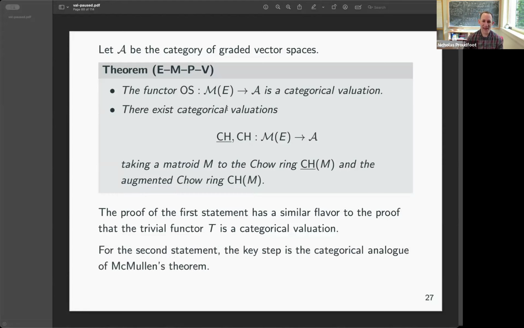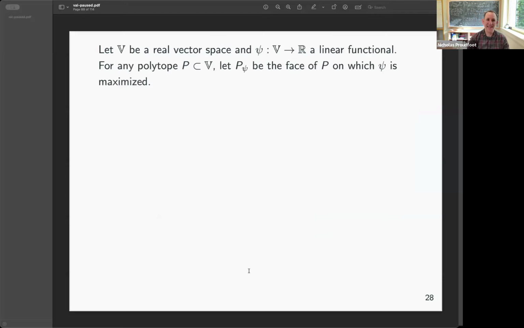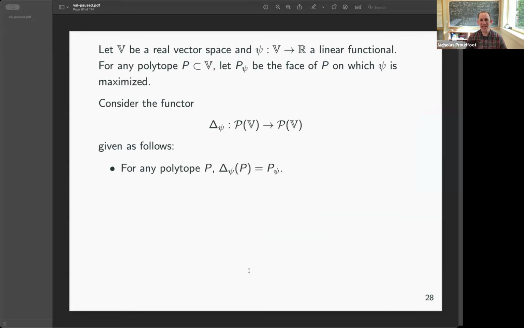But I do want to talk about the proof that the Chow ring and augmented Chow ring are valuative functors. And for that, just like the key step in the non-categorical setting was Macmillan's theorem, the key step here is a categorical analog of Macmillan's theorem. So let me state it. V is a real vector space, and I have a linear functional psi. Again, I have P psi as the face of P on which psi is maximized. And I want to define a functor from the category P of V to the category P of V. It takes a polytope to P sub psi, the face on which psi is maximized.